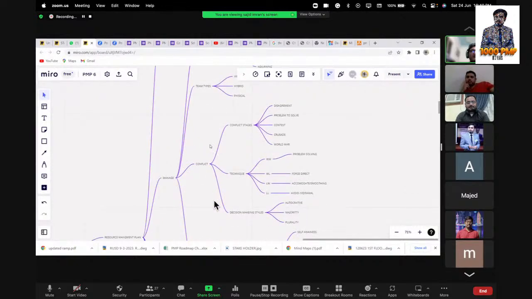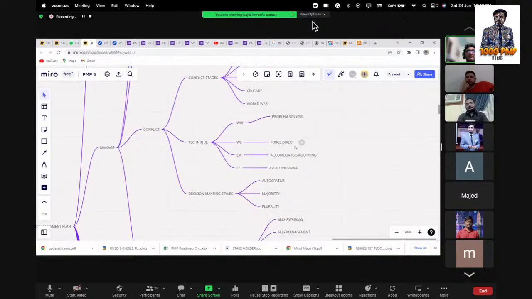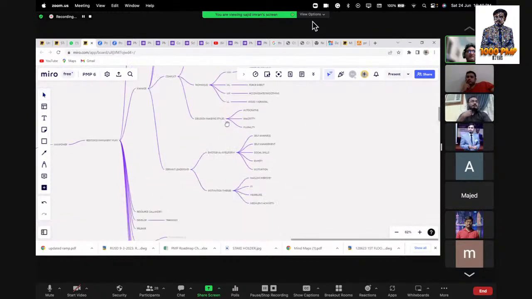We might have conflict in the teams while we are in execution. Conflict stages are disagreement, problem solve, contest, crusade, world war. Then we have techniques to solve the conflicts between the team members: win-win, win-lose, lose-win, lose-lose. We try to solve the problem. We force the team members to follow directions, accommodate, smoothing, avoid or withdrawal. Decision-making styles are autocratic, majority, polarity in conflict management.